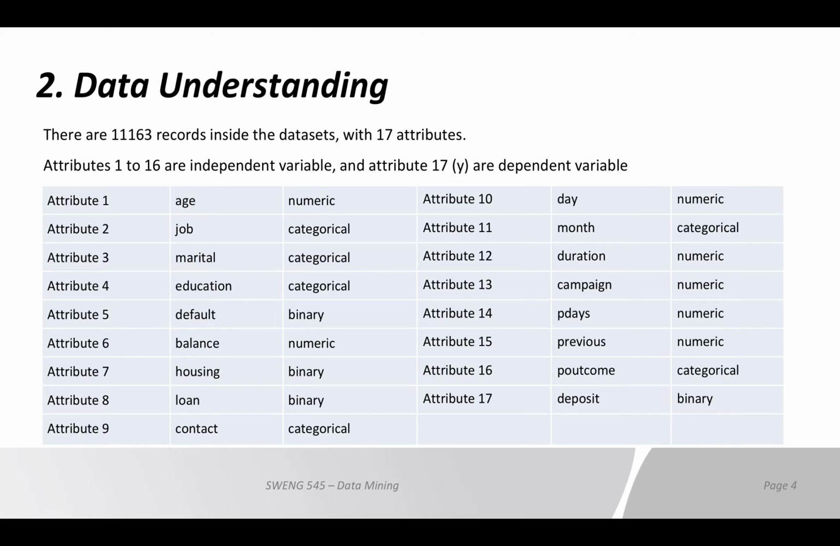The 17th attribute is the target, which is deposit. It's a dependent variable, the only dependent variable in our dataset. It predicts whether the client will subscribe to that deposit after the campaign.